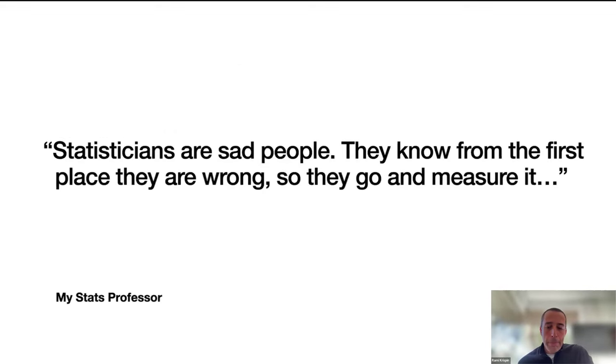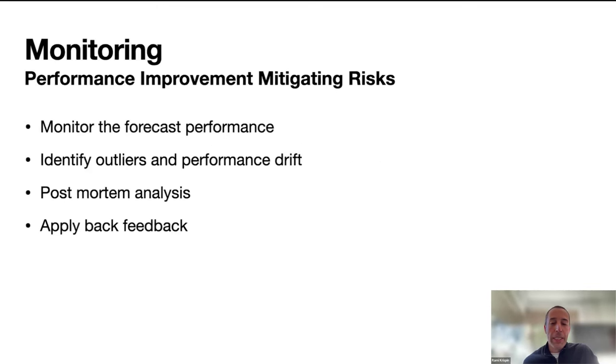And then I think when you're in the business, I always remember the sentence that my stats professor used to tell us: statisticians are sad people. They know that they are wrong in the first place. So they go and measure it. And that's, I think, in machine learning or stats, when you're modeling, you always look at the performance. And when you are scaling, monitoring is a major factor.